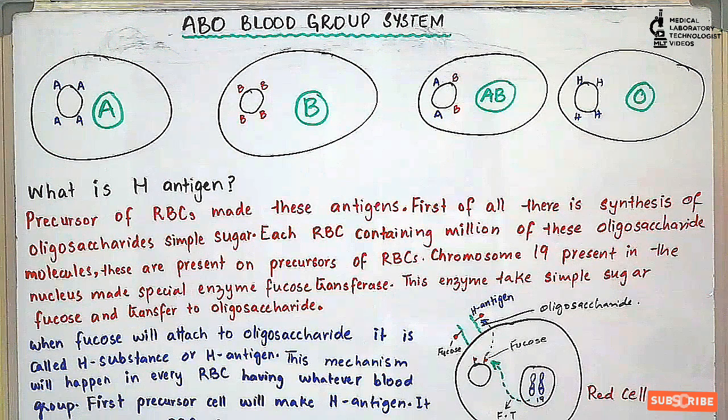Today in this lecture we will study what the ABO blood group system is, how we name that system, and what the structure of RBCs is if a person has blood group A, B, AB or O. So our focus today will be on the ABO blood group system.